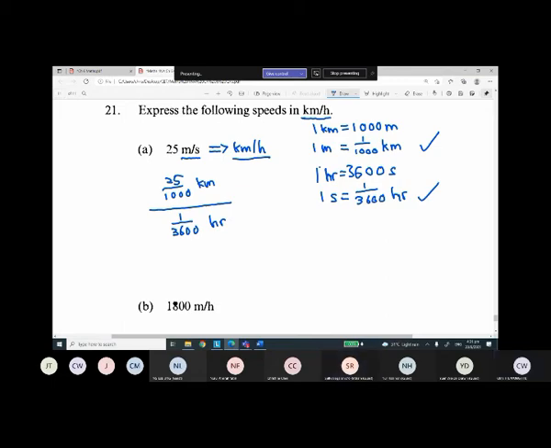Yes, sir. So continue. It's as good as saying equals to, it will be 25 over 1,000. Now this is divide, right? Divide by 1 over 3,600. Am I right? Same or not? Yes, sir, same.